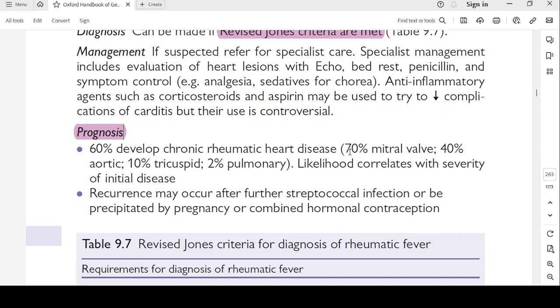More than 70% of people have mitral valve involvement, 40% have aortic valve, 10% tricuspid, 2% pulmonary. Likelihood correlates with the severity of initial disease. Recurrence may occur after further streptococcal infection or be precipitated by either pregnancy or combined hormonal contraception.